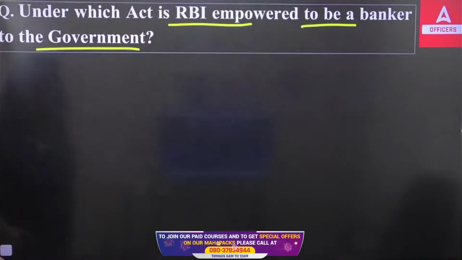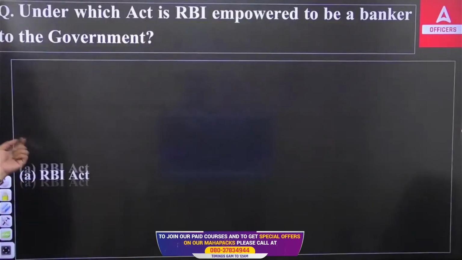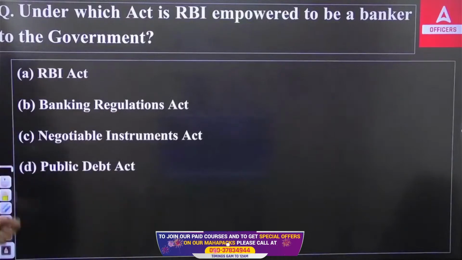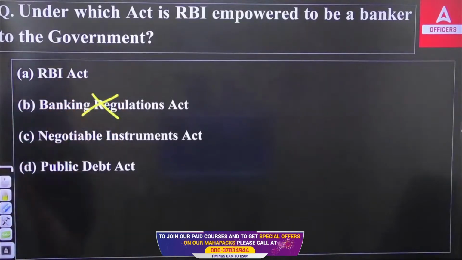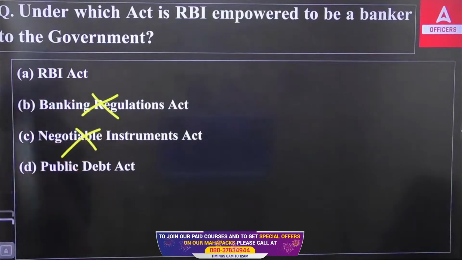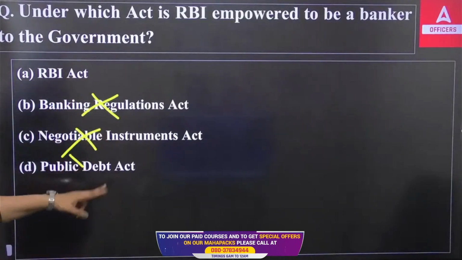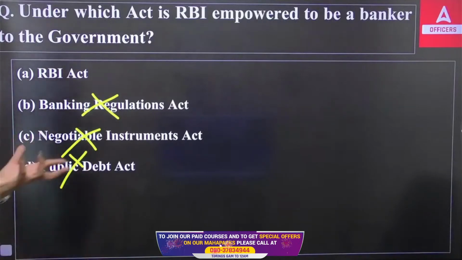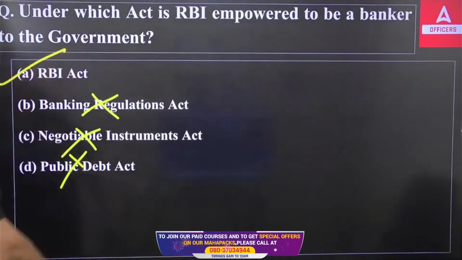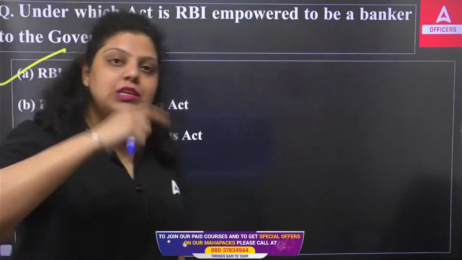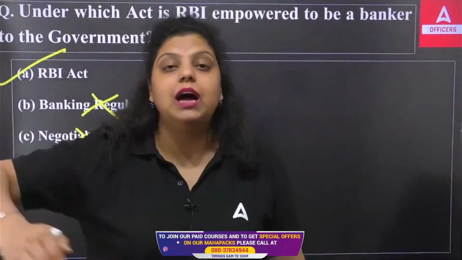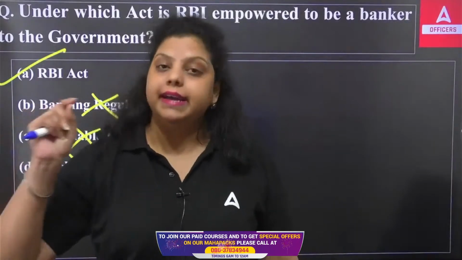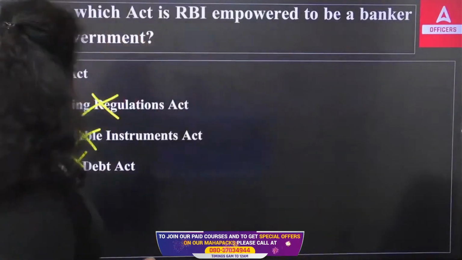So this function, that RBI is an agent of the government of India, is defined under which act? It can't be the Banking Regulation Act, because that talks about the functions of banks. The Negotiable Instruments Act talks about negotiable instruments only. Public Debt talks about the public debt capital of the government. Then the RBI Act, because one of RBI's functions is being the banker to the government of India. It means it will be defined under the RBI Act. So the right answer is A.